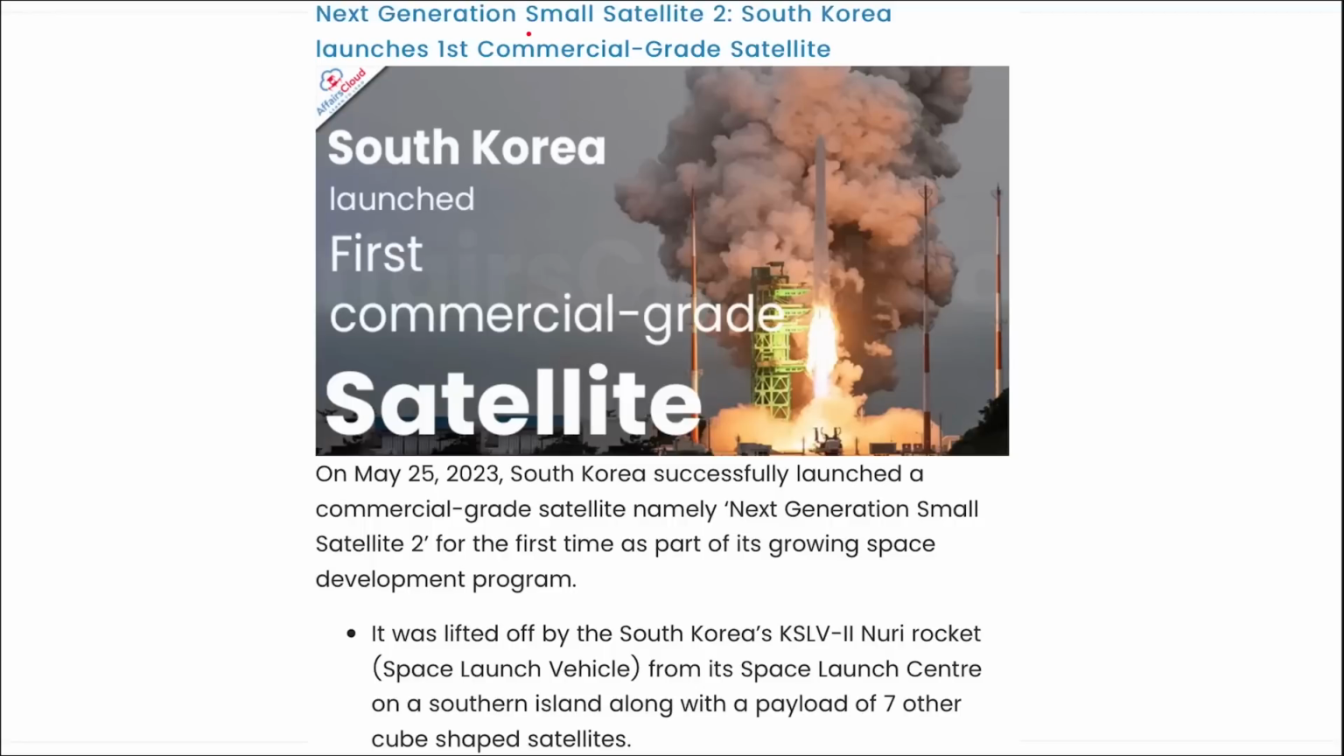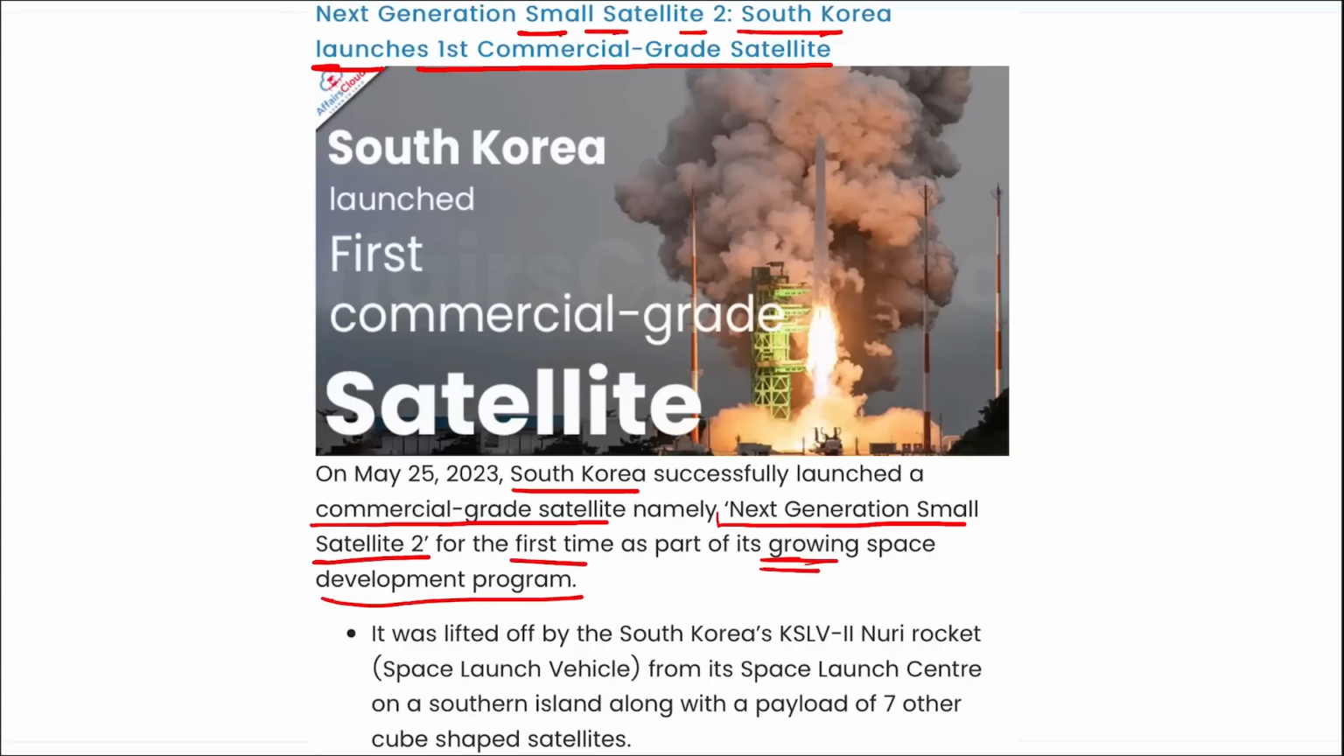Next is Next Generation Small Satellite 2. South Korea launches the first commercial grade satellite. Coming back, remember, South Korea successfully launched a commercial grade satellite named Next Generation Small Satellite 2 for the first time as a part of its growing space development program. It was lifted off by South Korea's KSLV-2 Nuri rocket from its space launch center on a southern island. Correct? So coming back, remember, Next Generation Small Satellite 2 is of which country? It is of South Korea. Correct?